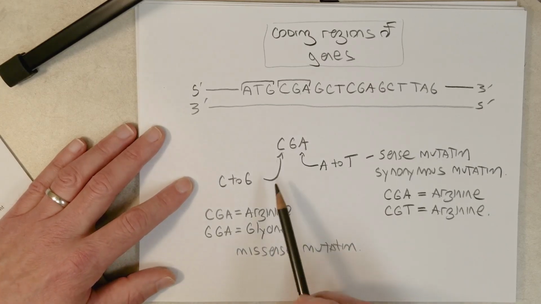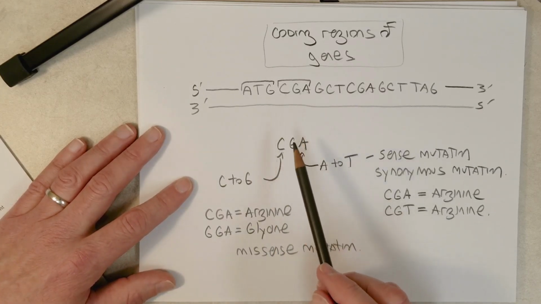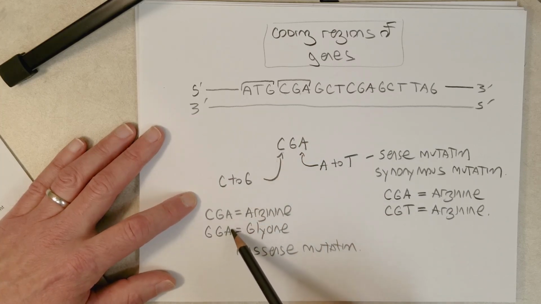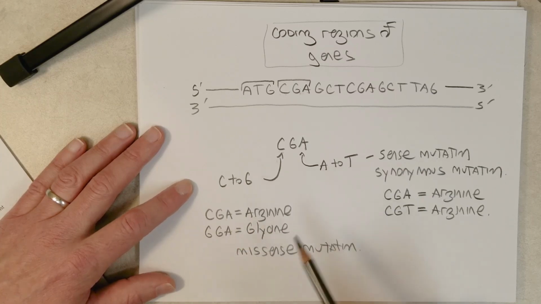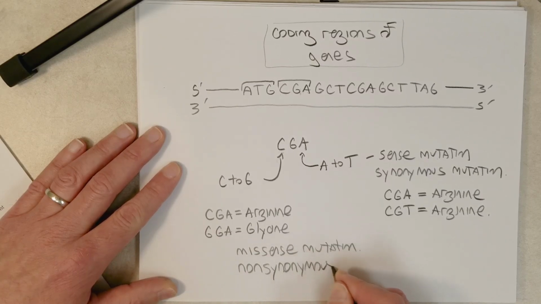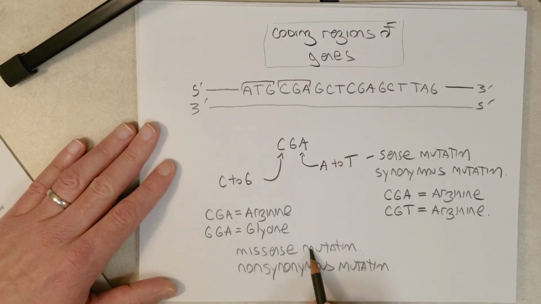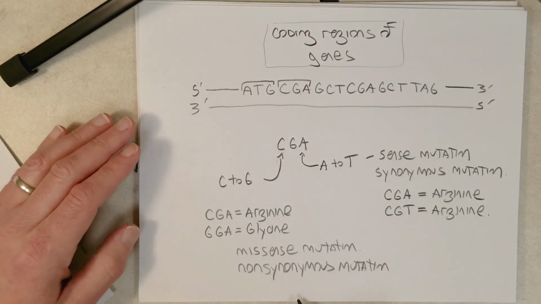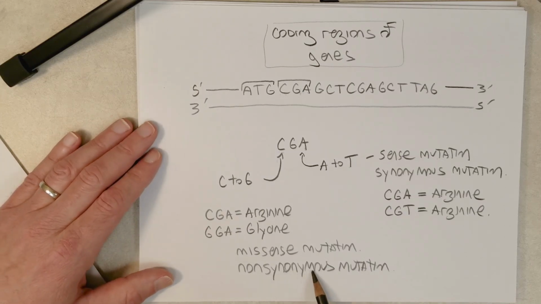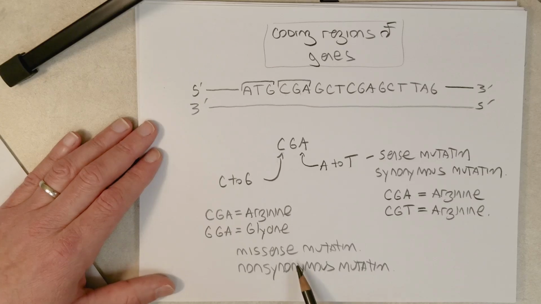So a point mutation in the coding region of a gene that changes a codon in a way that the new codon codes for a different amino acid is called a missense mutation. We can also call it a non-synonymous mutation. So a missense mutation is a type of non-synonymous mutation. Now there's also another type of non-synonymous mutation, and that's called a nonsense mutation.